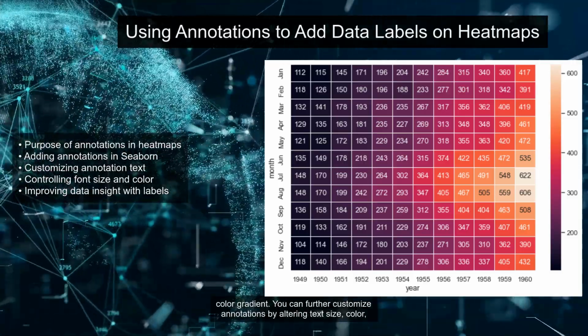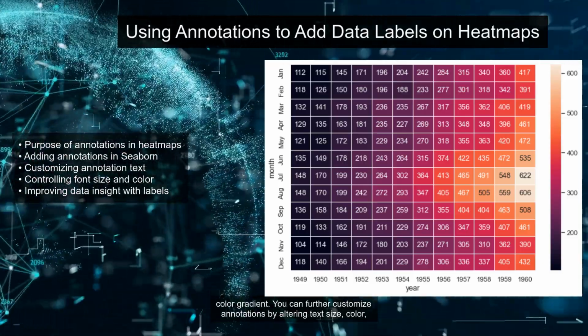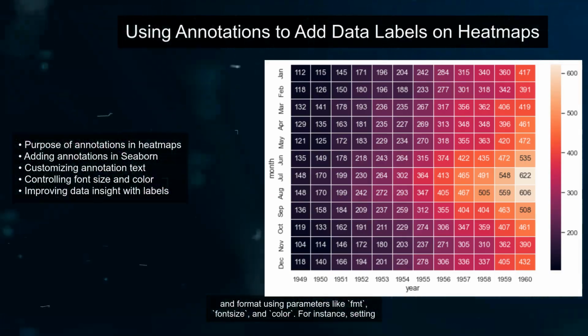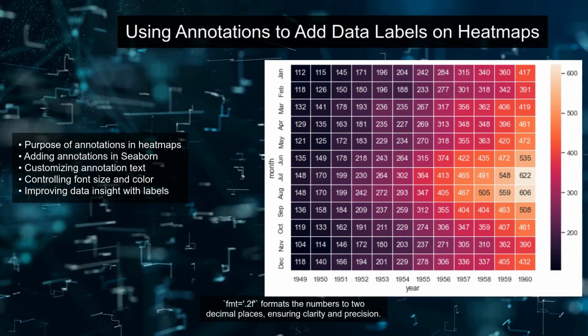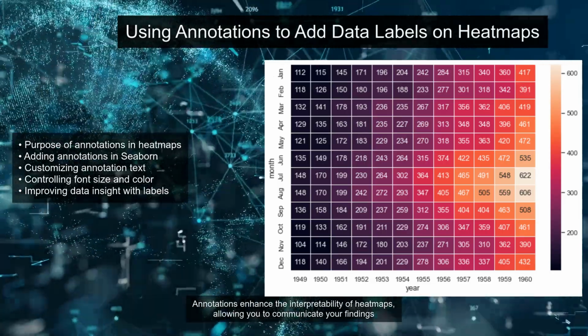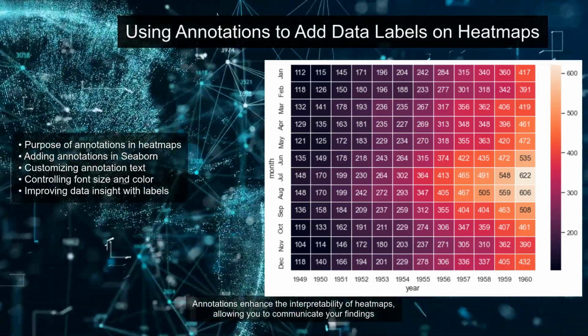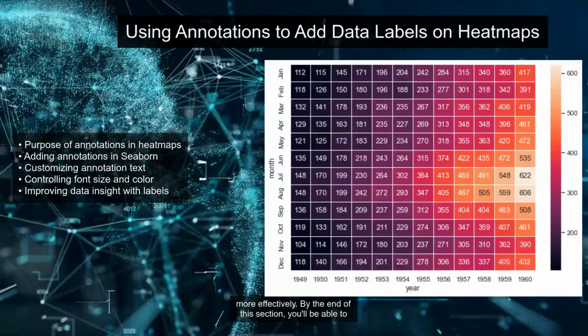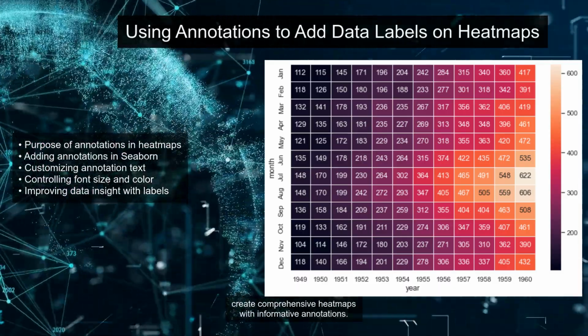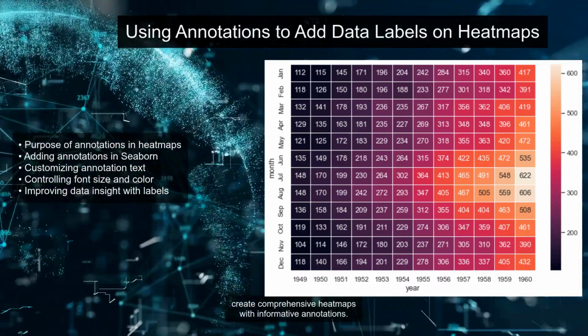You can further customize annotations by altering text size, color, and format using parameters like fmt, font size, and color. For instance, setting fmt equals .2f formats the numbers to 2 decimal places, ensuring clarity and precision. Annotations enhance the interpretability of heat maps, allowing you to communicate your findings more effectively. By the end of this section, you'll be able to create comprehensive heat maps with informative annotations.